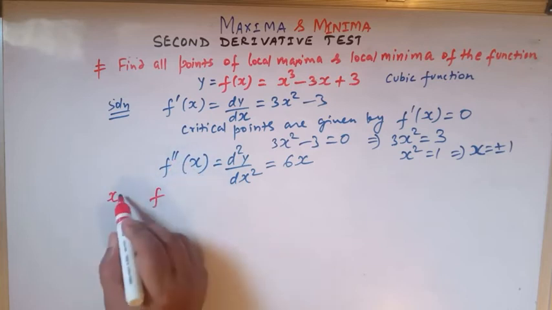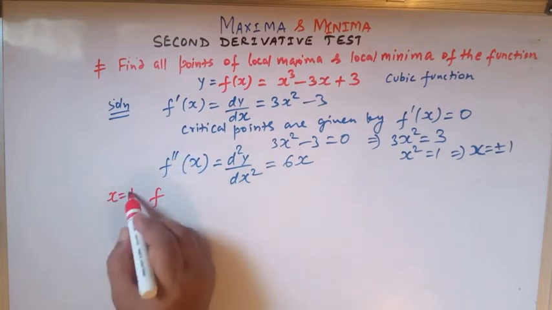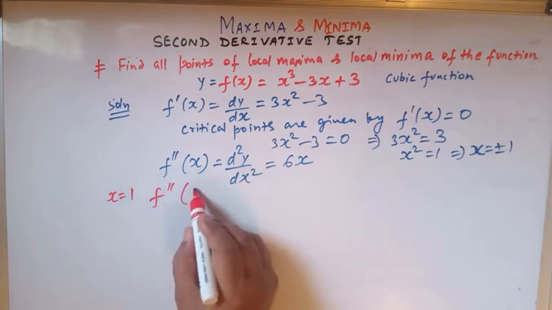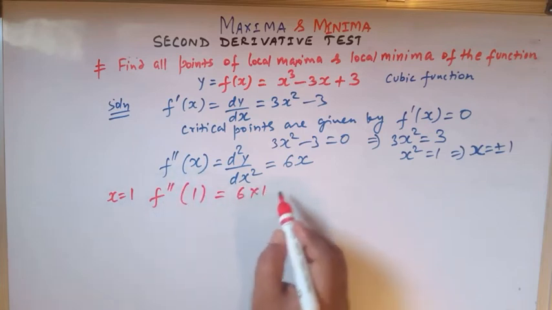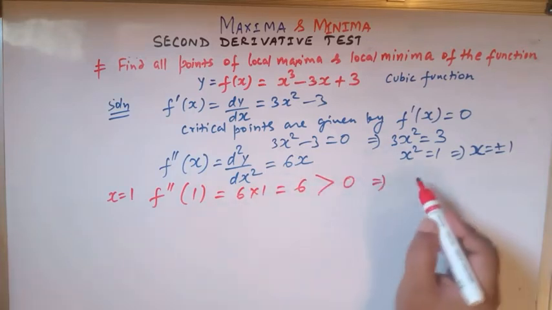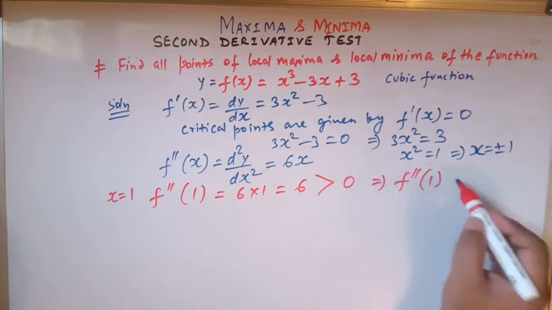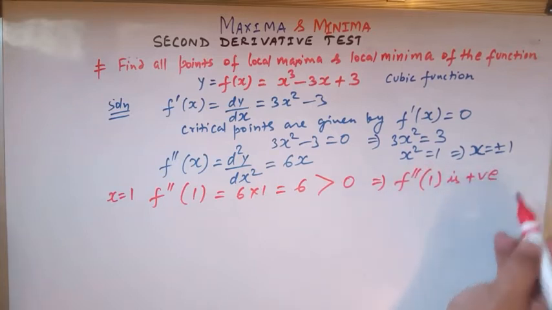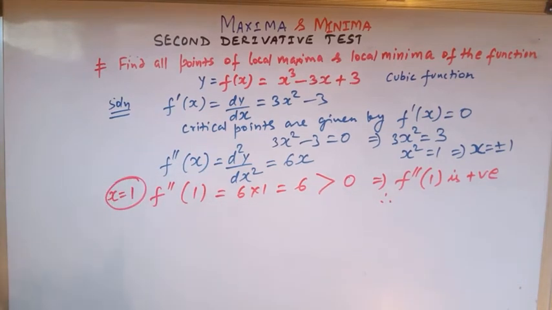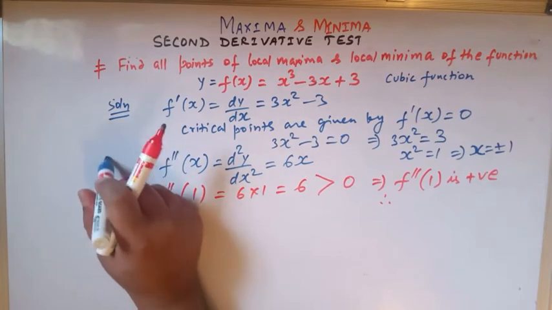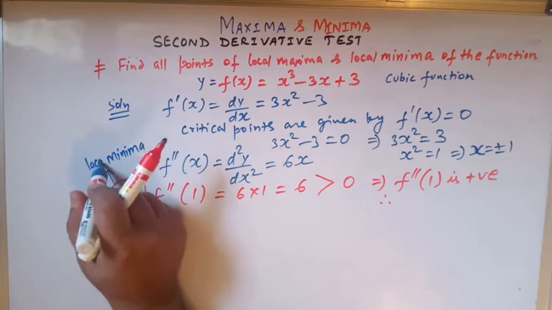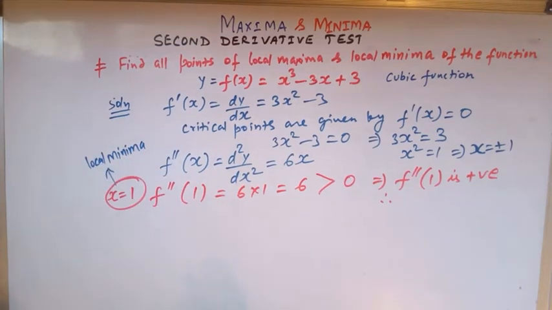Now here we will find the value of the second derivative at x equal to plus 1. So here we have 6 times 1, which is 6. So this is greater than 0. This implies that f double prime of 1 is positive. So therefore this x equal to 1 is a point of local minima. This is a point of local minima.